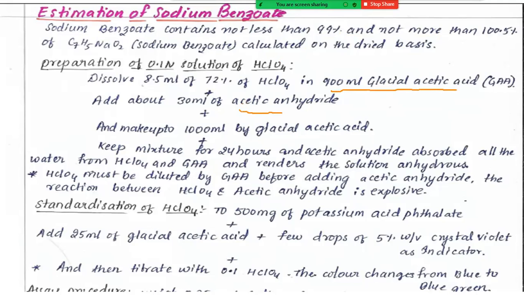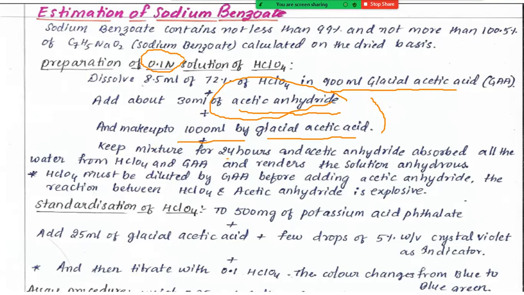After that we are adding acetic anhydride. If any water molecules are there in the solution, they will be removed by the acetic anhydride. And finally we can make the volume up to 1000 ml. Why? Because molar and normal solutions are always prepared for 1000 ml. So that's why we are making the solution with 1000 ml of glacial acetic acid. The important point is that we are not using water at any place here. This is completely a non-aqueous titration, right?